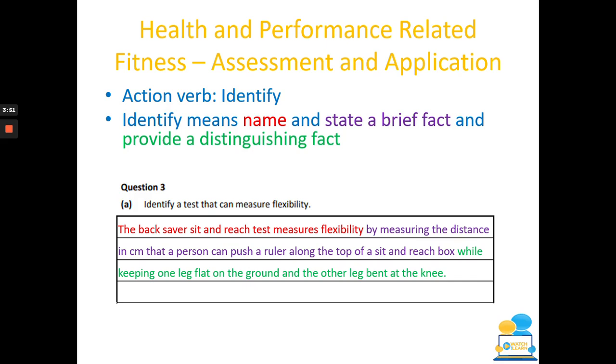So the Backsaver sit and reach test is a single leg flexibility test. So one leg is flat on the ground and the other leg has a knee bent. And that is detailed in the green writing in this question. So keeping one leg flat on the ground, the other leg bent at the knee, and that is distinguishing it from other sit and reach tests that may be bilateral or may have 2 legs involved. So the Backsaver sit and reach test is naming it, and distinguishing it from other tests is explaining that one leg is being assessed for flexibility at a time.